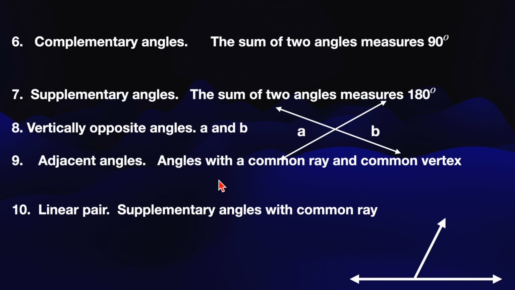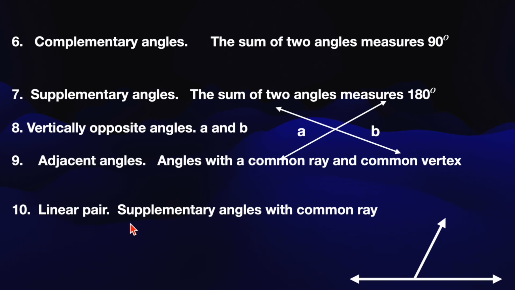Adjacent angles, angles with common ray and common vertex. So here is an example of adjacent angles. So they have a common ray here and a common vertex. So this angle and this angle are adjacent to each other.